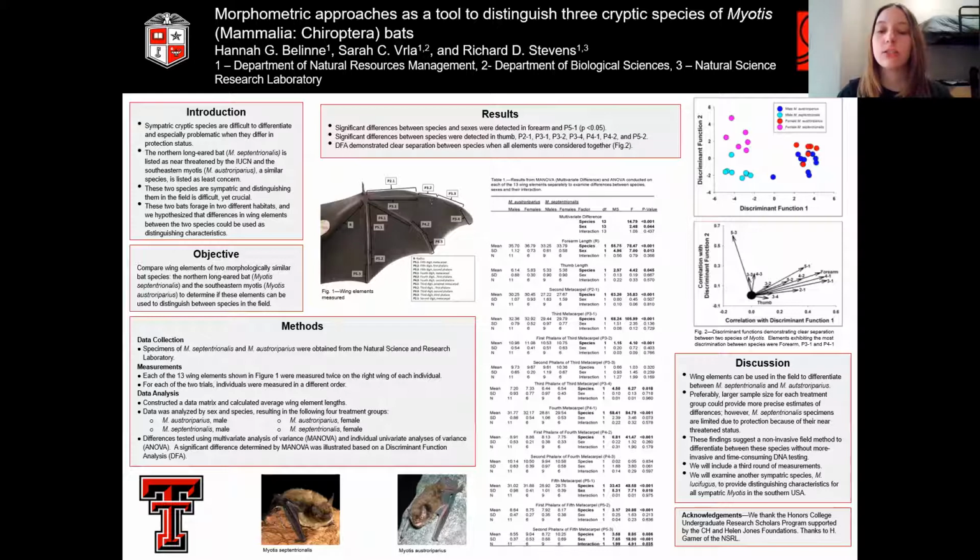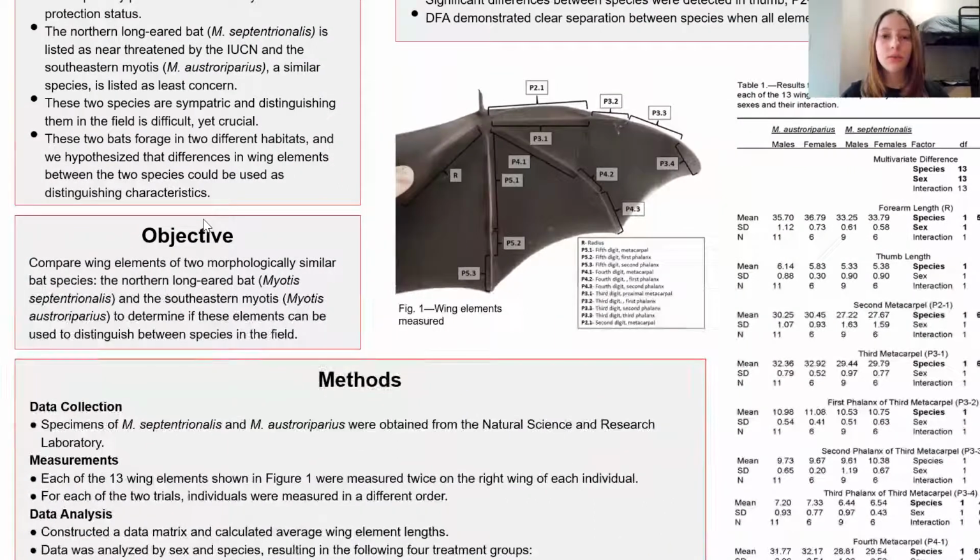Because these two species forage in different habitats, we hypothesized that they would have different wing morphologies, which would allow scientists to differentiate between them in the field. So our objective was to compare wing elements of the two morphologically similar bats, Myotis septentrionalis and Myotis austroriparius, to determine if these elements could be used to distinguish between the two species in the field.